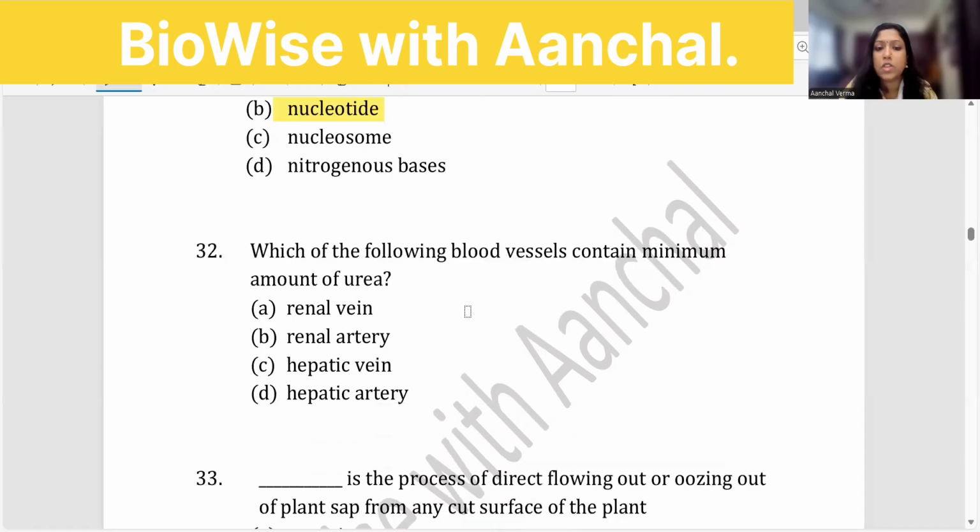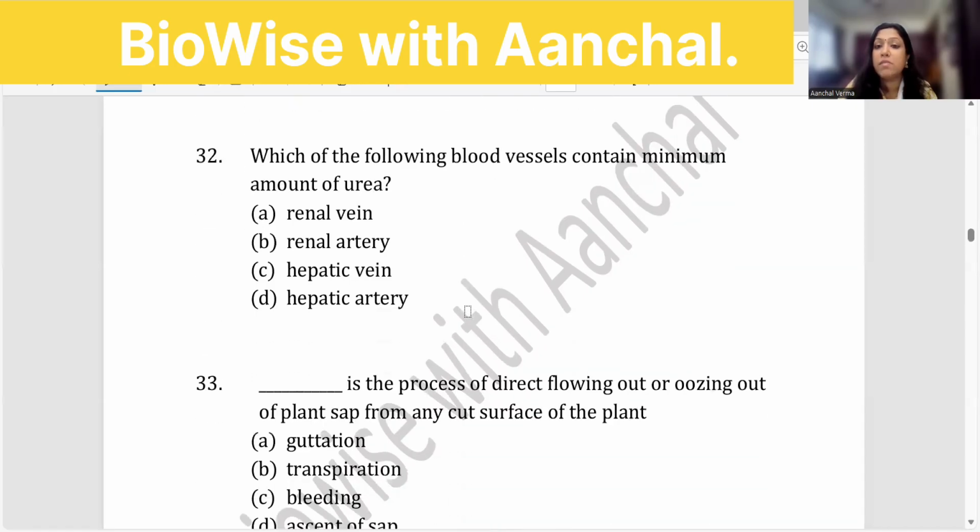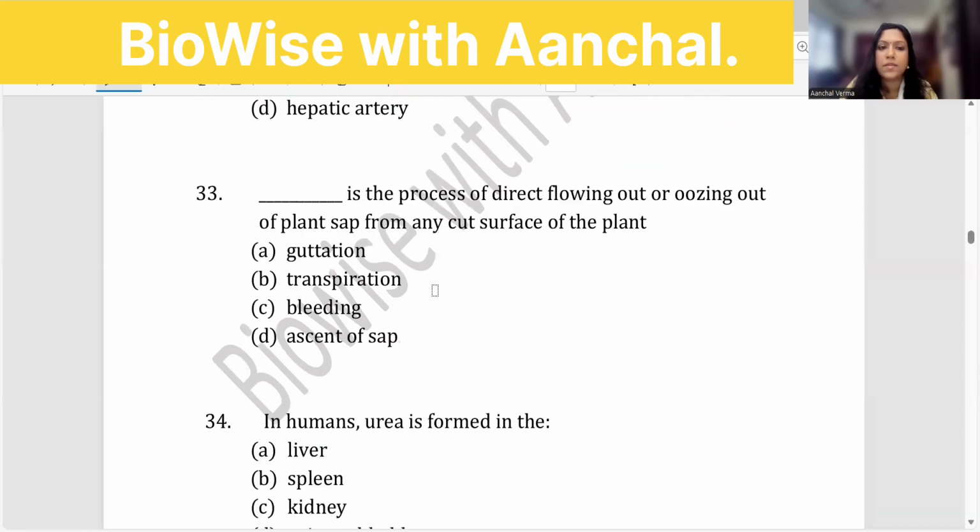Next question, which of the following blood vessels contains minimum urea? The urea will be least in the blood vessel which leaves the kidney, correct? Because filtration of urea is already done in the kidney. So which blood vessel leaves the kidney? That is the renal vein. Understood? How many of you gave the right answer for 32? A? Just check. Yes. Moving to the next.